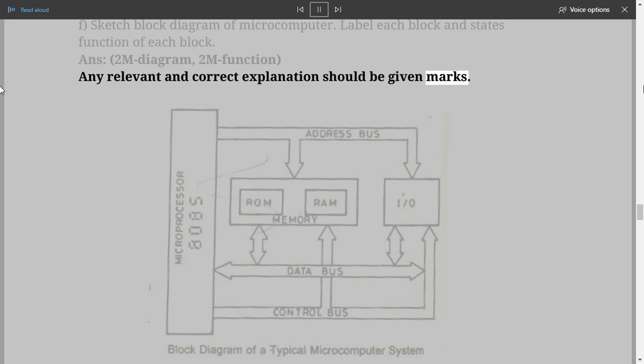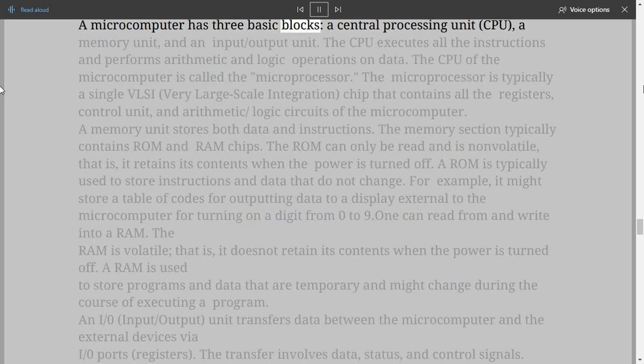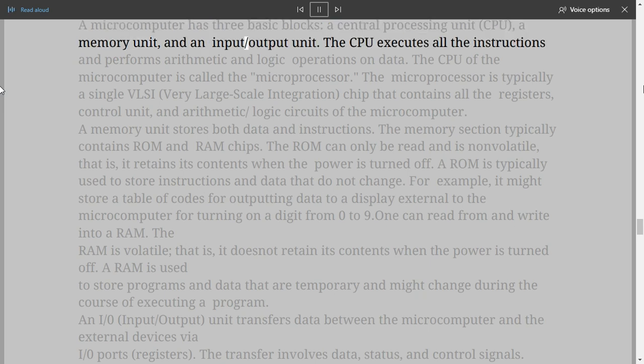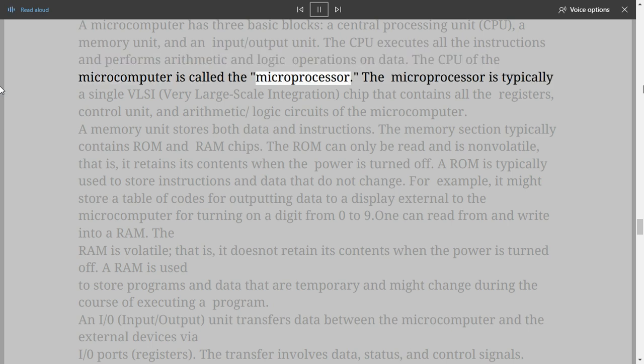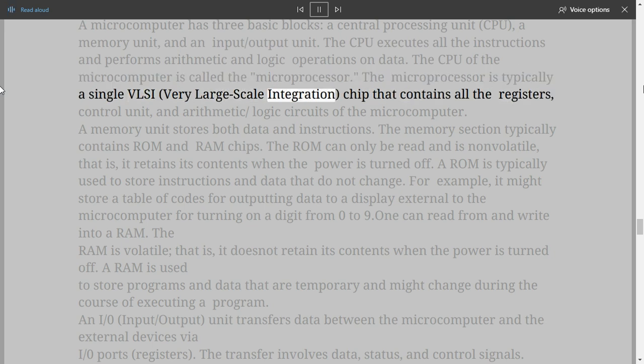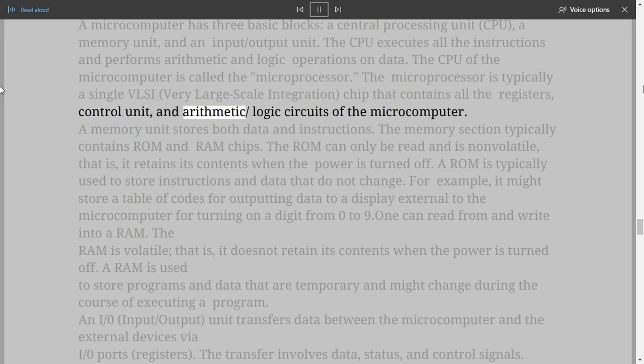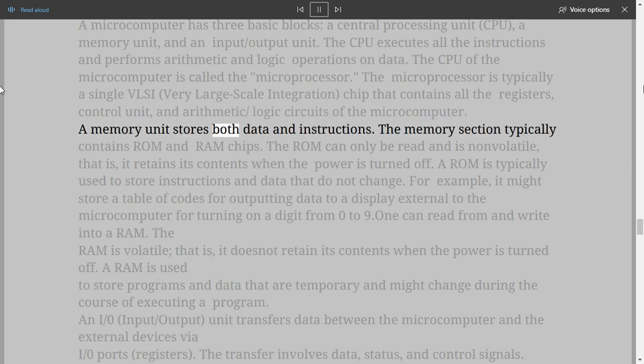A microcomputer has three basic blocks: a central processing unit, CPU, a memory unit, and an input/output unit. The CPU executes all the instructions and performs arithmetic and logic operations on data. The CPU of the microcomputer is called the microprocessor. The microprocessor is typically a single VLSI, very large-scale integration, chip that contains all the registers, control unit, and arithmetic/logic circuits of the microcomputer. A memory unit stores both data and instructions.